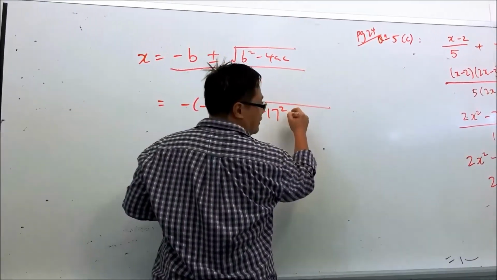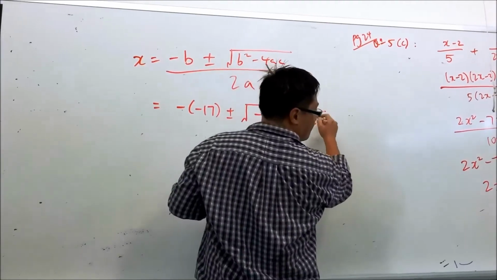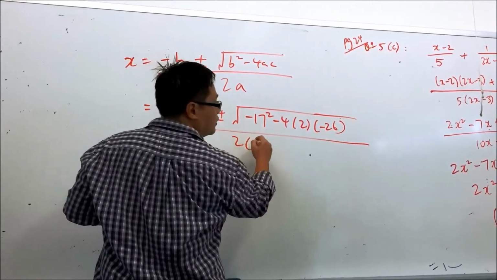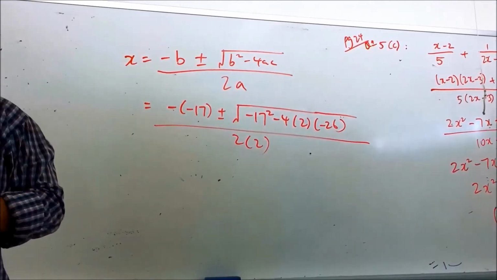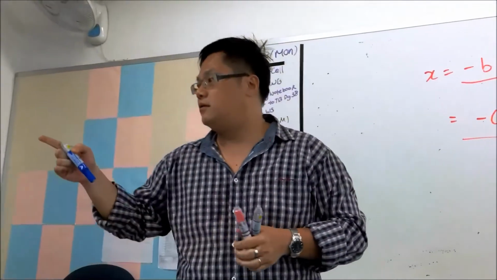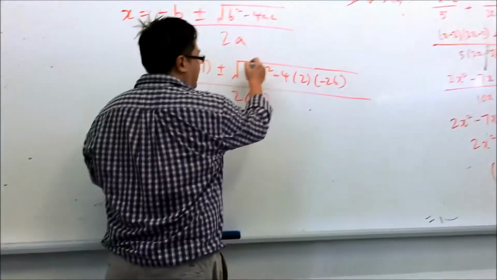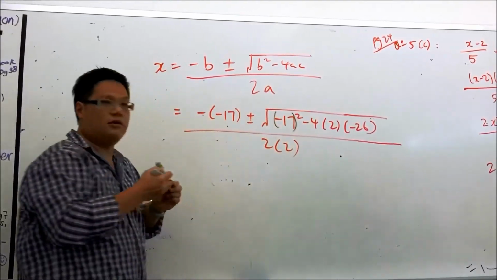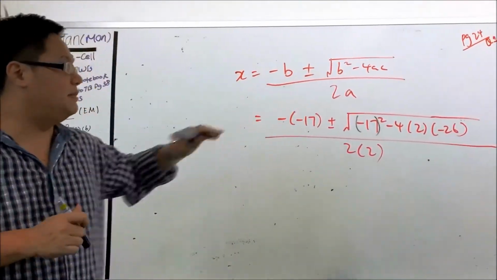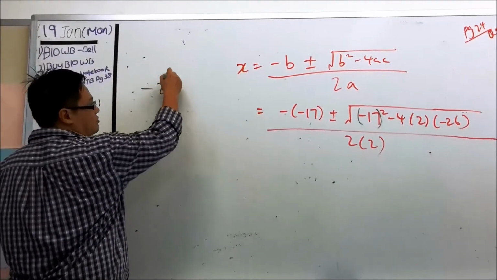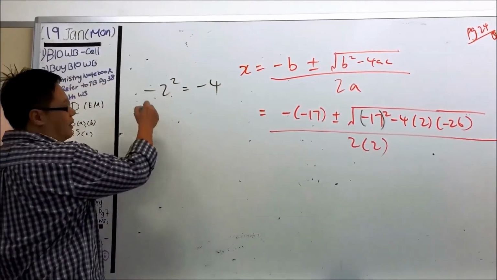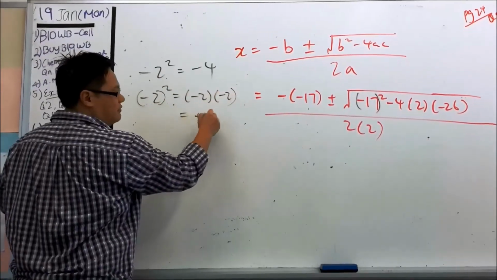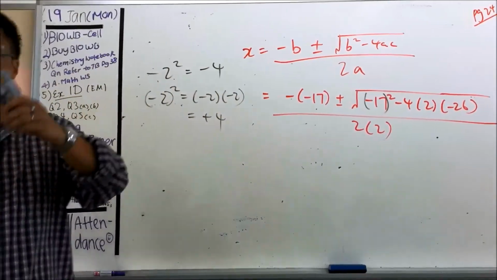Is this okay? Is this alright? Why is this not alright? Very good. Bracket the negative 17. It must look like this. Are we cool? I've shared this a million times with you. If let's say you have minus 2 squared, this is minus 4. But (minus 2) bracket squared is minus 2 times minus 2 equals to positive 4. There is a difference. You must know the difference.